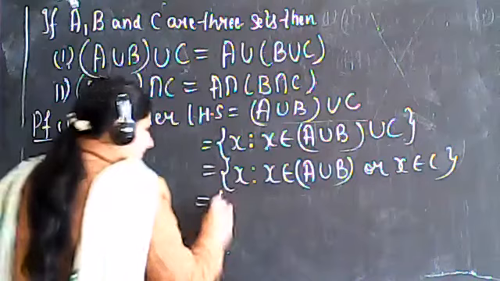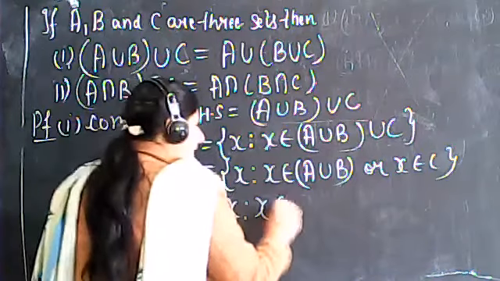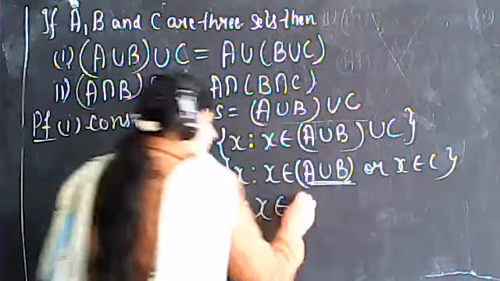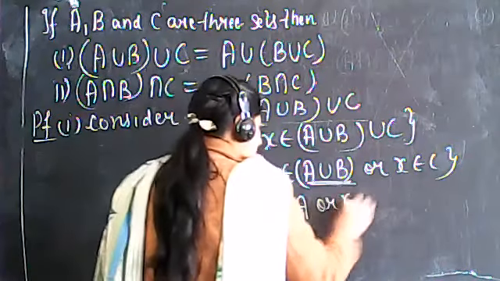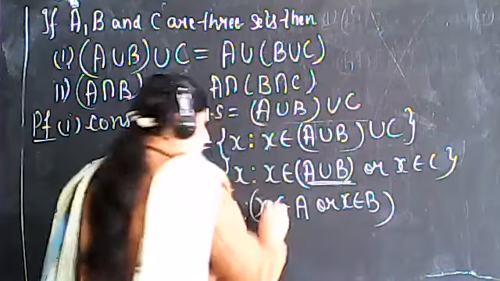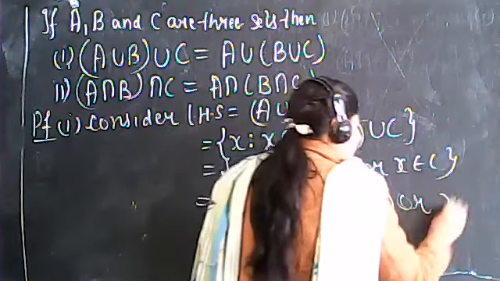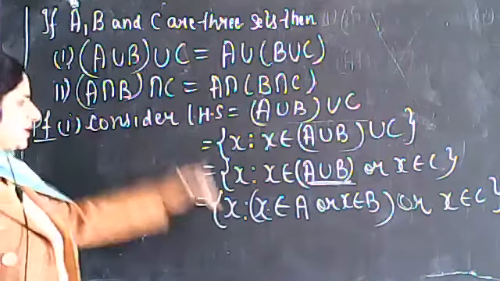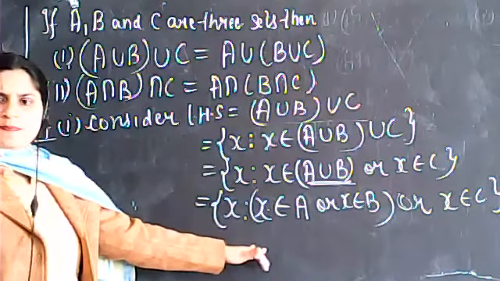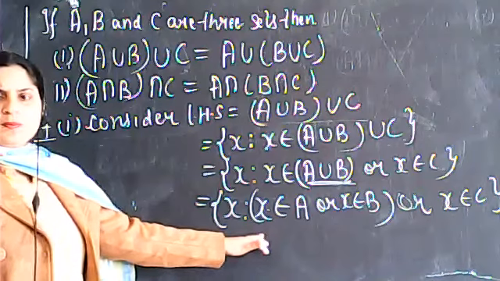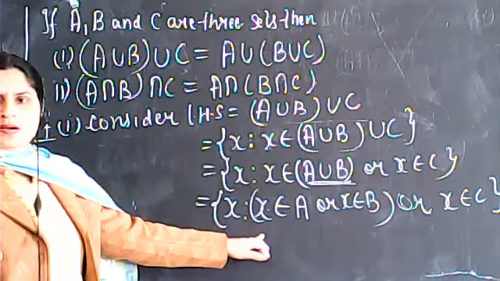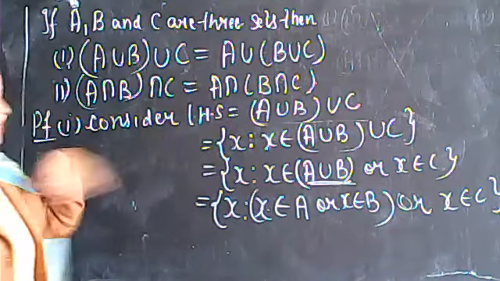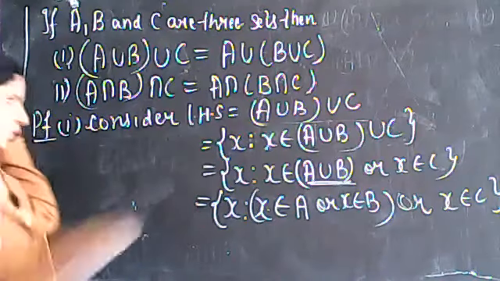What is the next step? X such that X belongs to A union B. What is the meaning of this? Either X belongs to set A or X belongs to set B. It will be written as it is, X belongs to C. Beta, all these steps are clear up to this? Any doubt up to this step? No, ma'am. Up to this step, we have just applied the definition of union only.